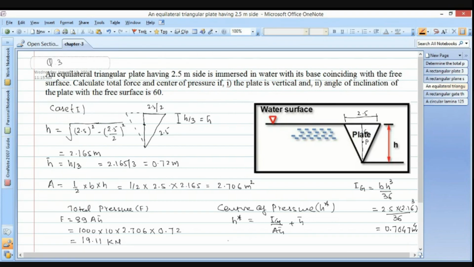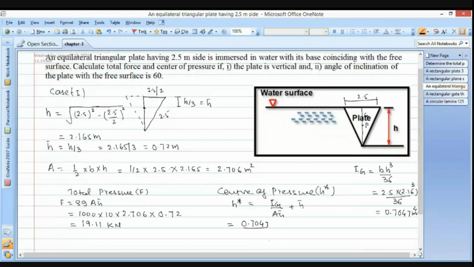So we will put down the value of Ig over here, that is 0.7047 divided by area. The area of this triangle is 2.706 into h cut 0.72, plus this h cut is 0.72. So the answer of h star we get is 1.082 meter. Students, we analyzed the first case.